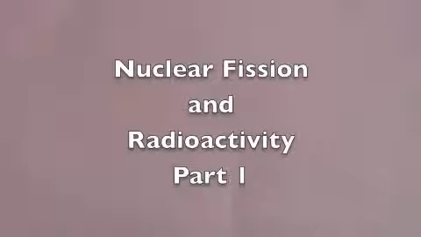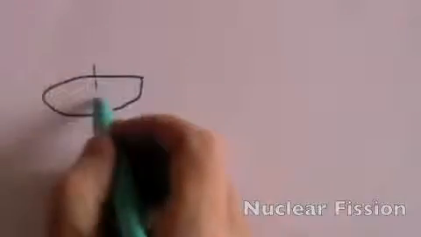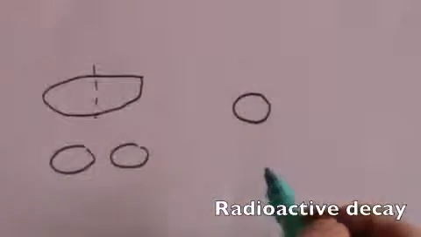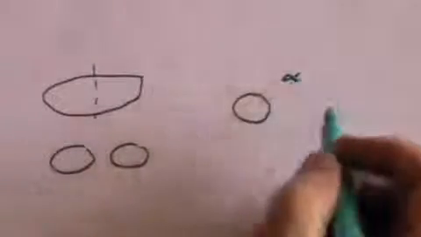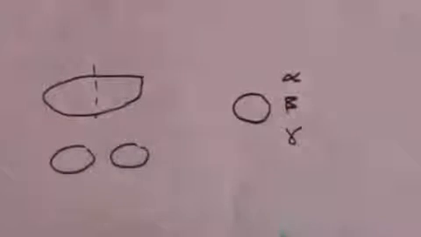Hello. Today we're going to look at nuclear fission, which is where a large nucleus splits up into smaller nuclei, and radioactivity, which is where atoms decay, either by the emission of alpha particles or beta particles or gamma rays.